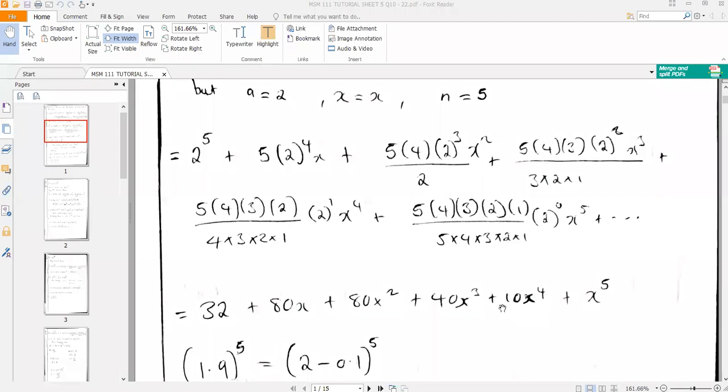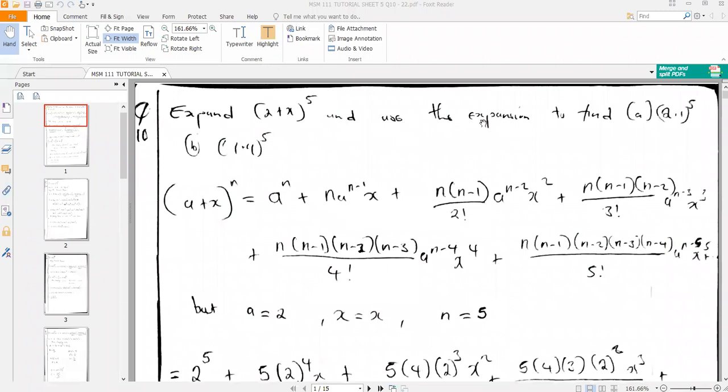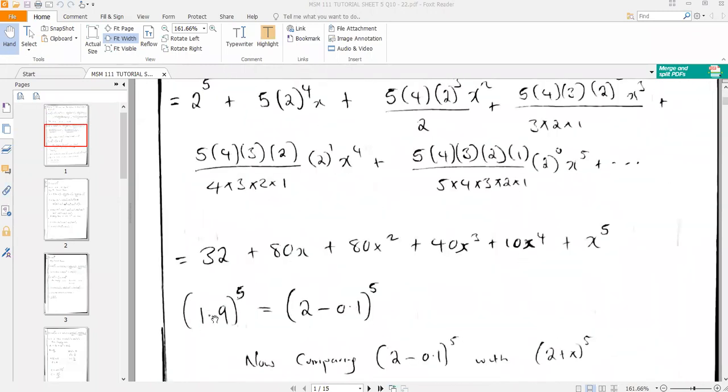Now when you reach here, your next goal, the question says, use the expansion you have expanded to find 2.1 to the power 5, and we have this other one, which is 1.9 to the power 5. When you notice here, I took the 1.9 to the power 5. For the 2.1 one, you do it on your own as your exercise. So we have 1.9.